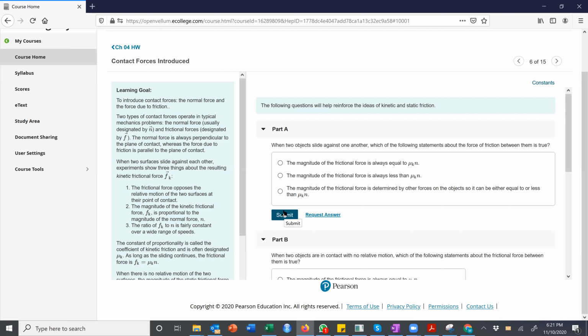It's kind of like the normal force. Imagine there's something on your table, like a book. The normal force pushing up on your book is whatever it is. If you push down on the table, there's a normal force pushing back at you, but it's bigger this time because that book isn't as heavy as you pushing down with your hand. So the magnitude of the frictional force is determined by other forces on the object, so it could be either equal or less than.